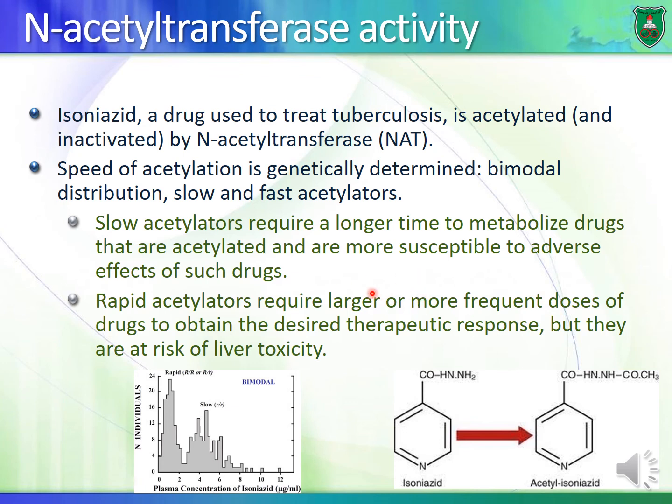So these individuals cannot inactivate the drug, and they are more susceptible to adverse effects. On the other hand, you have rapid acetylators that metabolize the drug very quickly, removing it from the circulation and reducing its effect. So these individuals require a higher dose of isoniazid. The problem is that if these patients are given a higher dose, then they are at risk of liver toxicity.